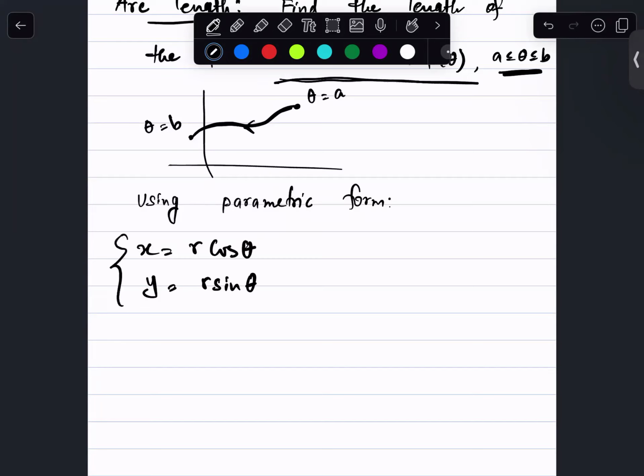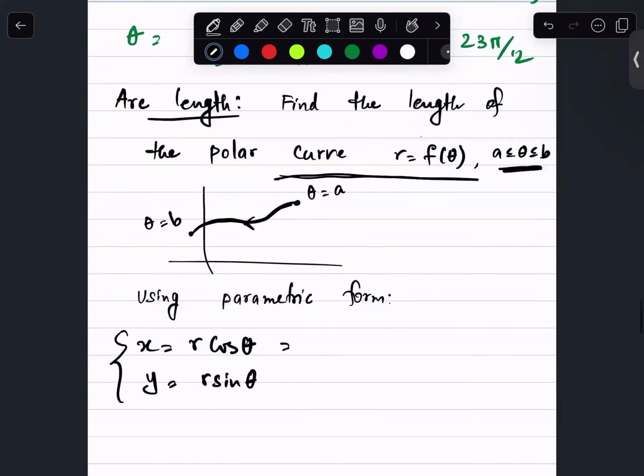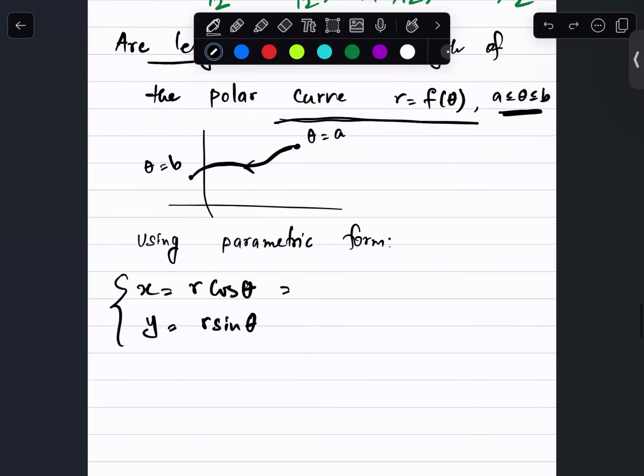These two equations were there when we discussed those things. But I know this time that r is equal to f theta, right? So I can replace r as f theta cosine theta and here as f theta sine theta. Okay.